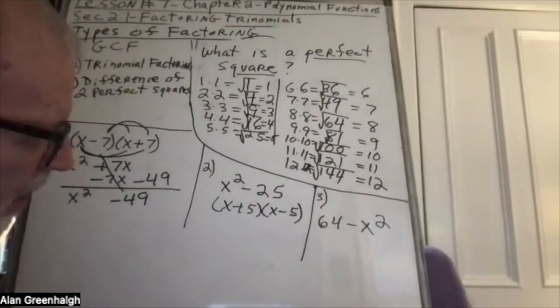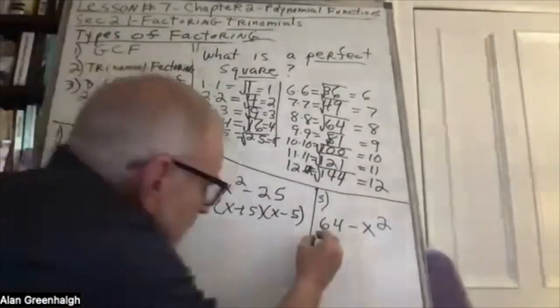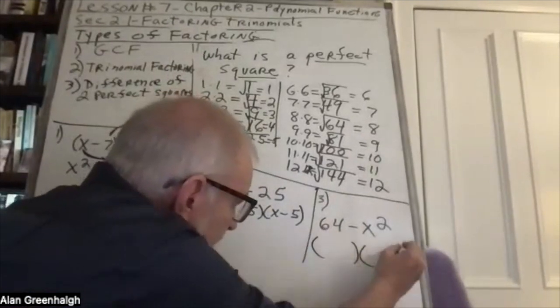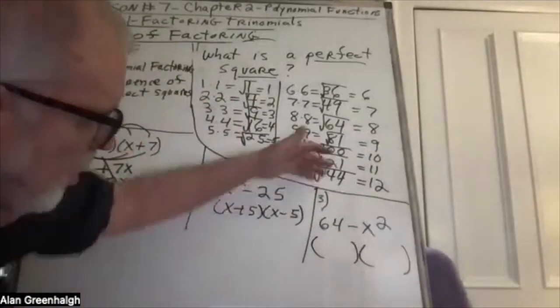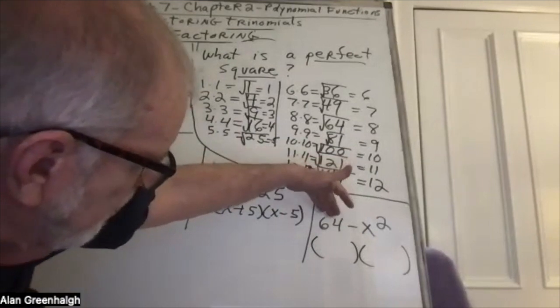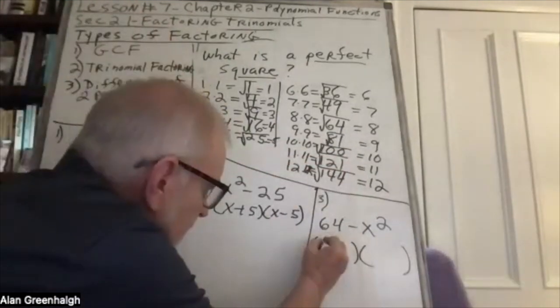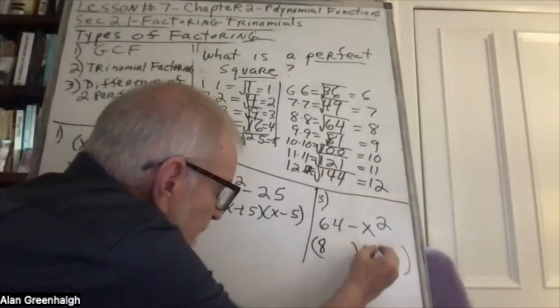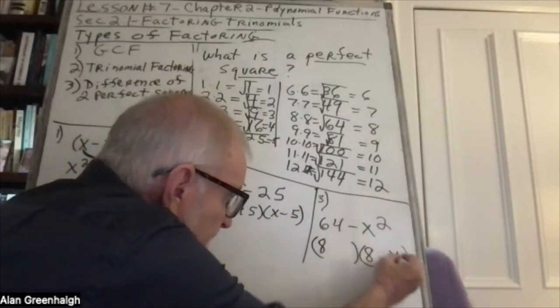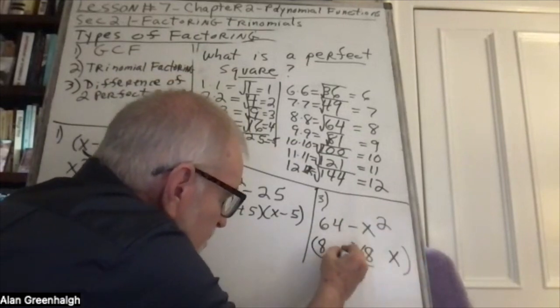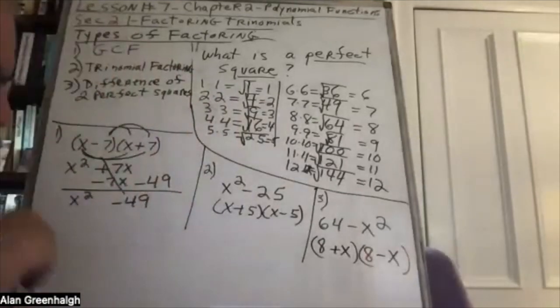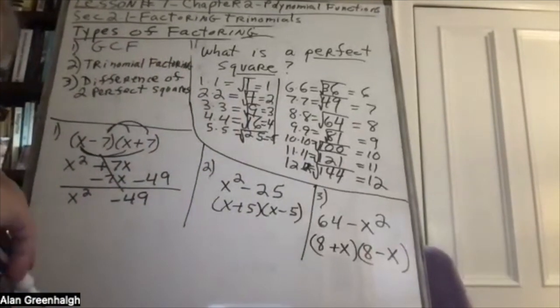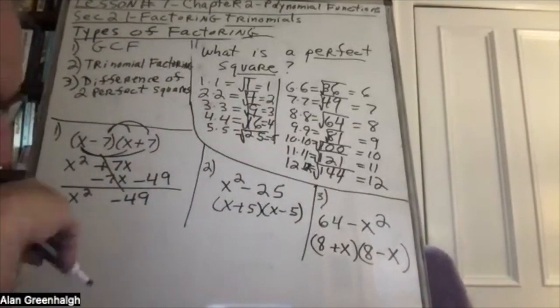I just assumed that since the negative x squared was negative, that one of the x's would be positive and one would be negative. Well, what you do is you just simply say, what's the square root of 64? And that's 8. And you say, what's the square root of x squared? And that's x. And that's positive and that's negative. That's it. That's all you do. See, it's very easy.